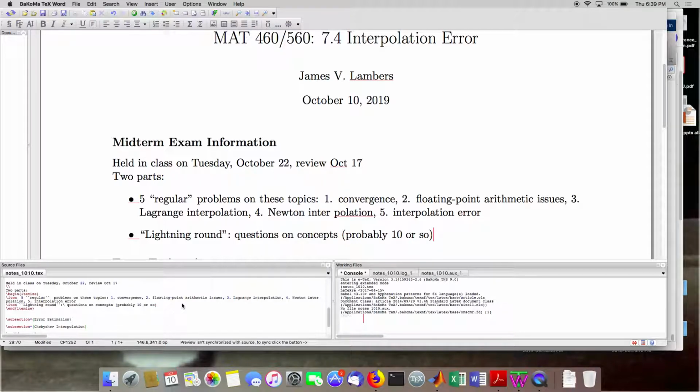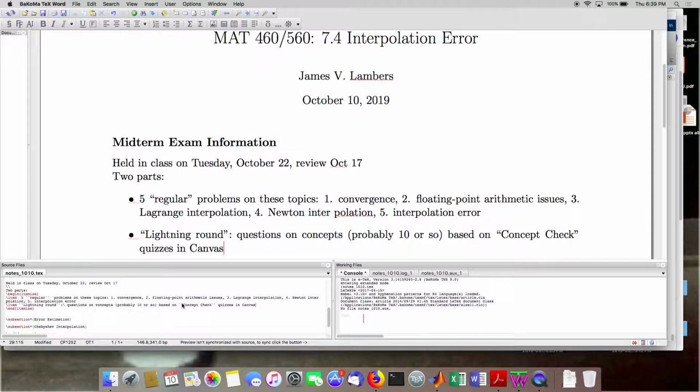Now, I'm not going to put anything like this on the practice test simply because there's no need. You already have something out there that will help you practice: the concept check quizzes in Canvas. So I would suggest you just look at those.